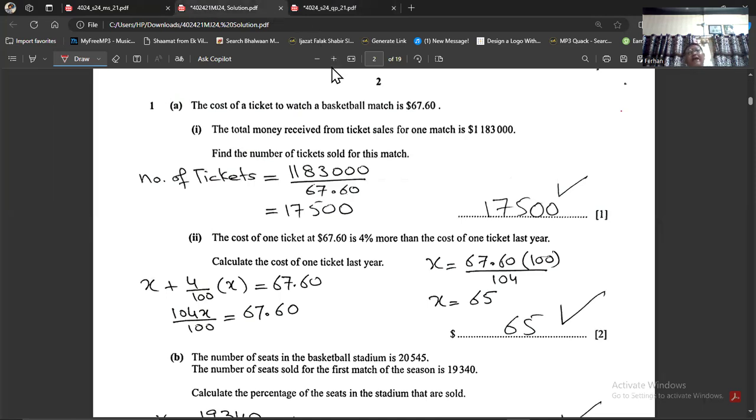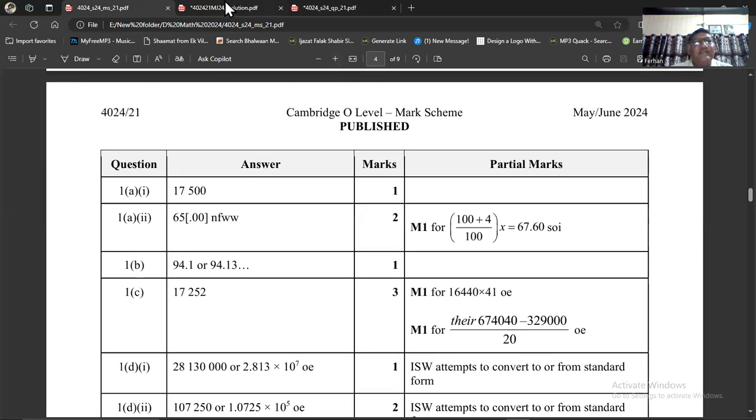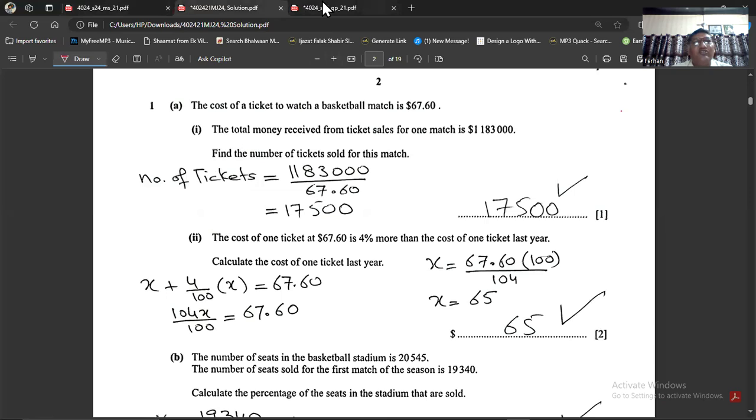So what we will do, 11,830,000 divided by 67.60. So that will be 17,500. So the number of tickets is 17,500, and you can see the answer is right. This is how this is done.